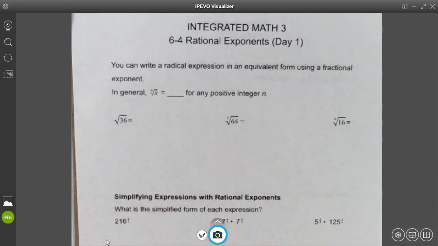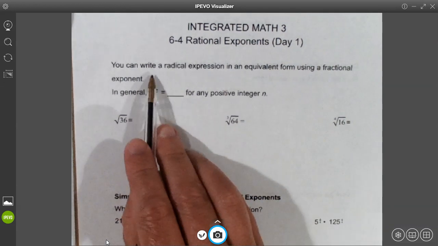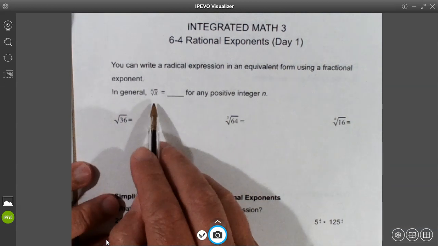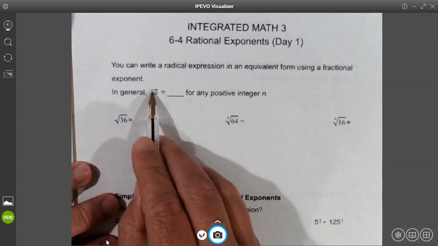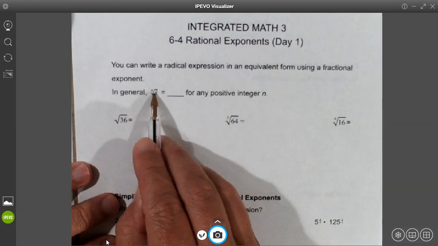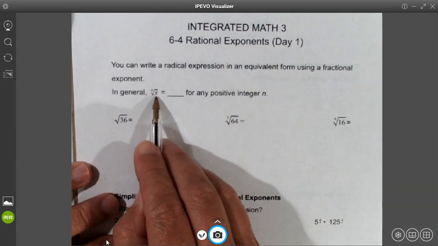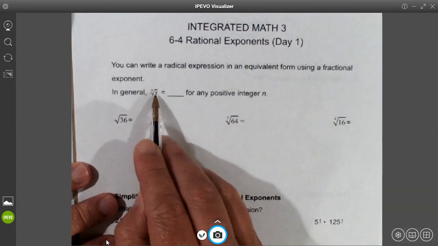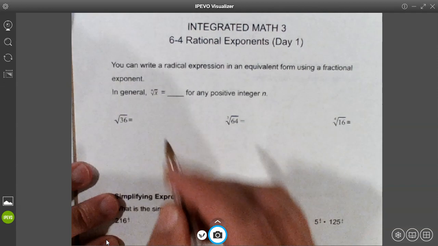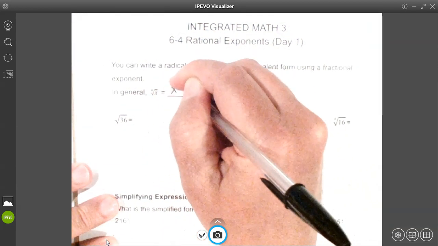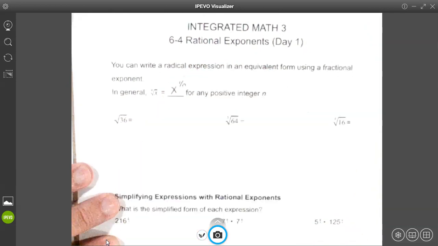All right. A couple things here. So it says you can write a radical expression in an equivalent form using a fractional exponent. All right. In general, and again, I know this is a little hard to read, but this is the nth root of x. So that could be if n was a 2, that'd be the square root of x. If n was a 3, that'd be the cube root of x. But we can take any radical expression and write that using a fractional exponent. If I have the nth root of x, that is x to the 1 over n power.